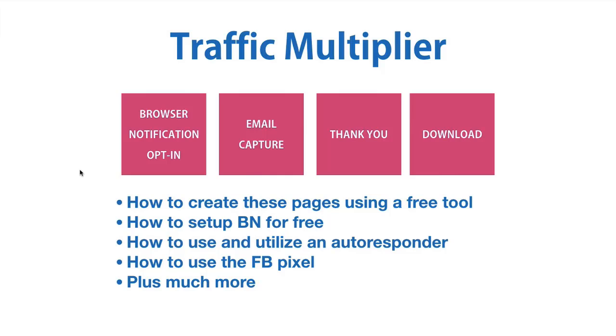Right, so this is what we're going to do, okay? We need to create essentially 4 pages for this system. So the first page is the browser notification. So this is going to be a simple page where we're promising a lead magnet. They're going to be able to opt in with the browser notification. We're also going to have the Facebook pixel on there, okay?